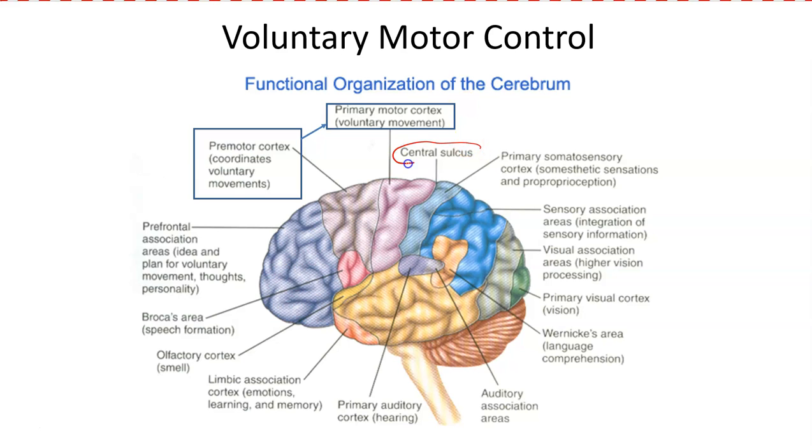So when you're thinking about moving a body part, like if you're going to pick up your pencil to write, those conscious thoughts originate in the precentral gyrus. They travel down through your spinal cord and out the appropriate spinal nerve so that you can move and do your writing.